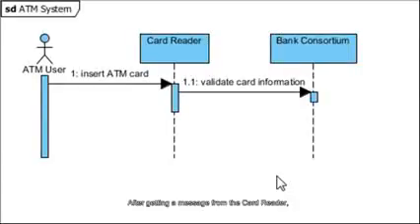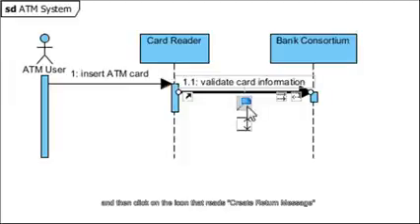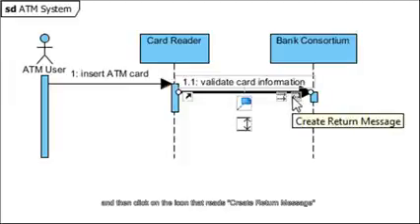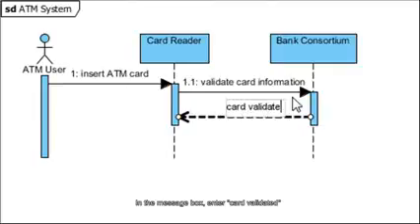After getting a message from the card reader, Bank Consortium needs to return a message that the card has been validated fine. To draw that return message, select this arrow here, and then click on the icon that reads Create Return Message. A dashed arrow pointing in the opposite direction will appear. In the message box, enter card validated, and then press enter when you're done.